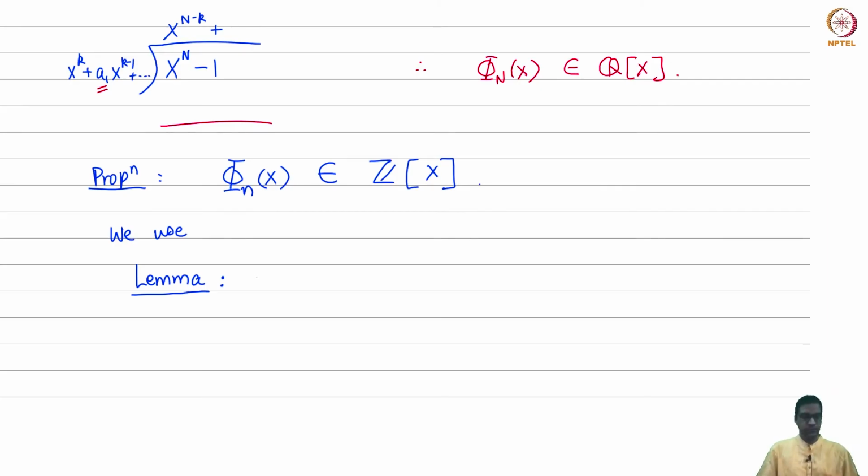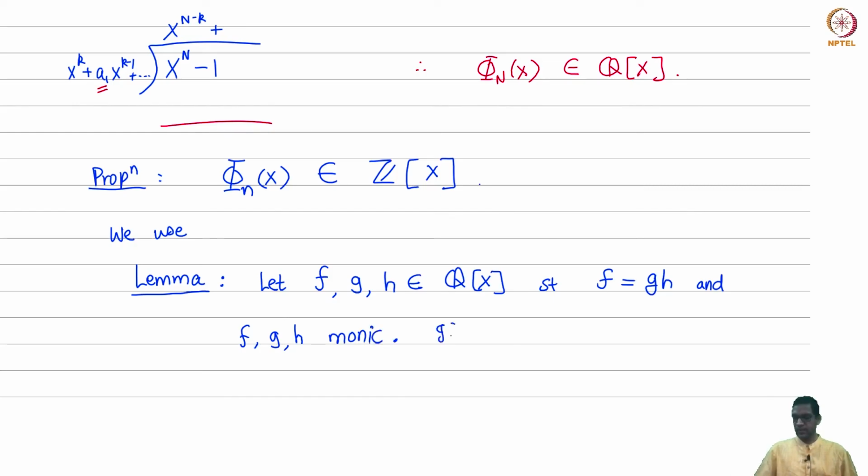So this lemma says that if I have f, g, h polynomials with rational coefficients such that f equals g times h, and f, g, h are all monic polynomials in Q[x], now if f is in Z[x], if f has integer coefficients, then both g and h also have integer coefficients. Okay, so this was one of the corollaries that you had looked at.